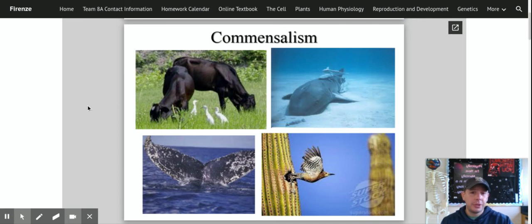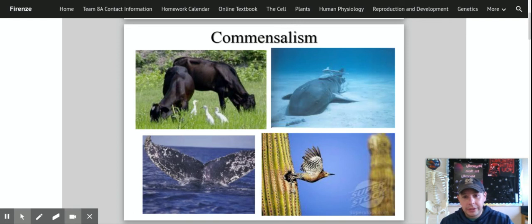So the birds or the ducks are being helped because there's no predators of the birds that are going to go near the cows because they're scared of the cows, and the cows just kind of ignore them. Same thing happens here with the sharks and the baby sharks. They're just hanging out around Mama Shark. Mama Shark doesn't really care if they're there or not, but they're being safe.